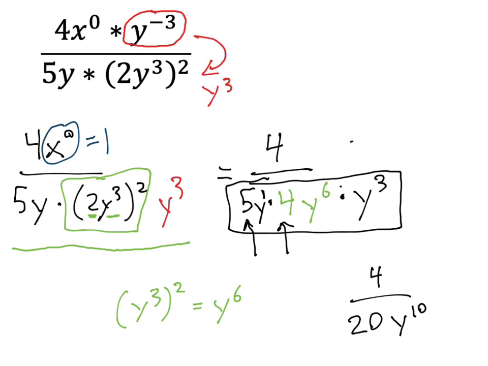Since our final answer is a fraction, we should check if it's possible to simplify anything else. And we can, in this case, simplify if we divide the top and the bottom by a common factor of 4. So that will reduce to just 1 over 5 times y to the power of 10.